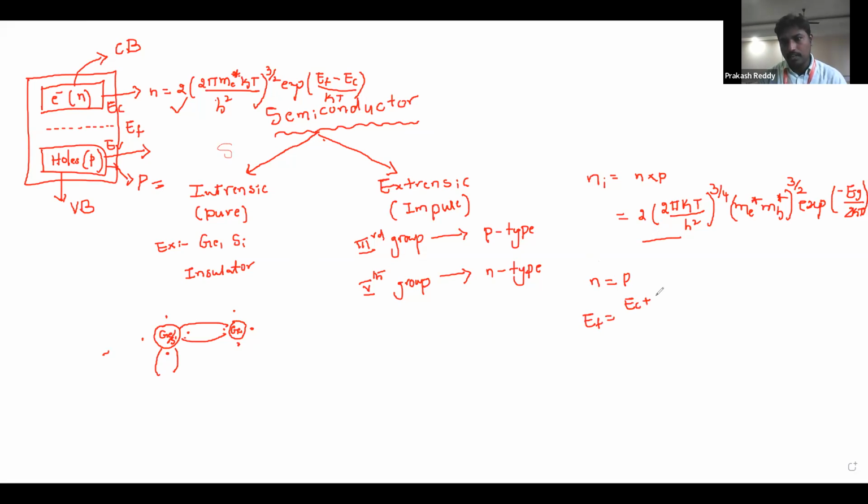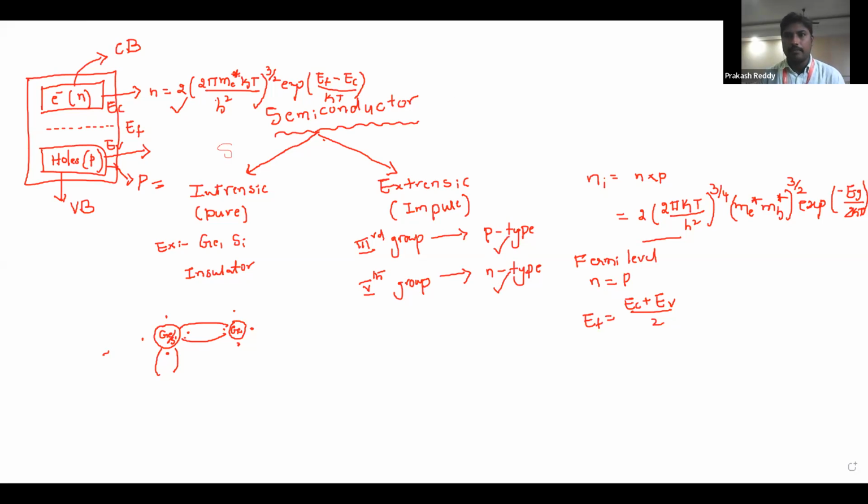These topics were covered in the previous classes. EC plus EV by 2 gives the Fermi energy level, exactly in between the bottom of the conduction band and the top of the valency band. Including the intrinsic semiconductor, we also discussed the extrinsic semiconductor. Coming to the extrinsic semiconductor, we derive the equation for N-type carrier concentration as well as P-type carrier concentration.